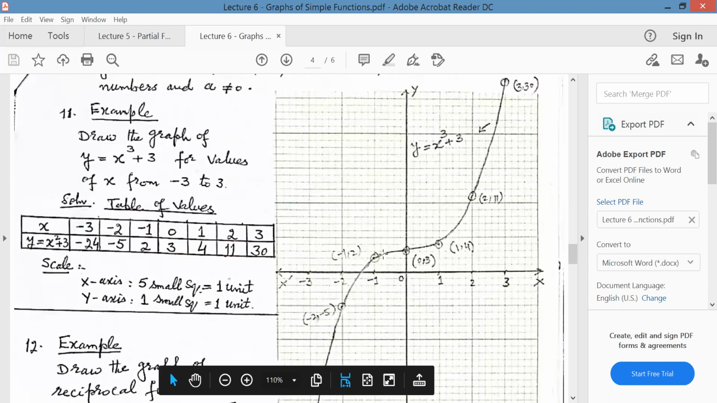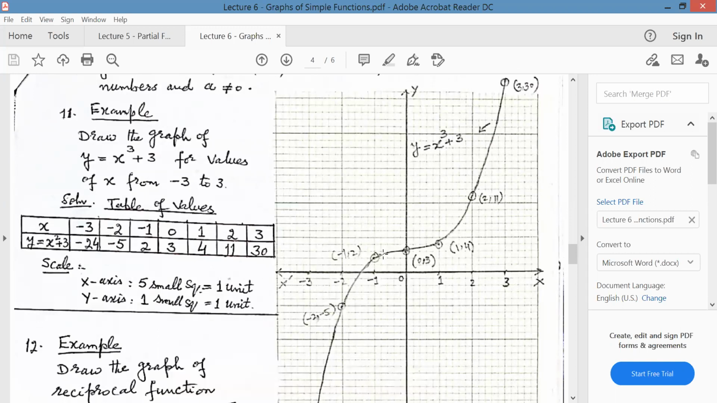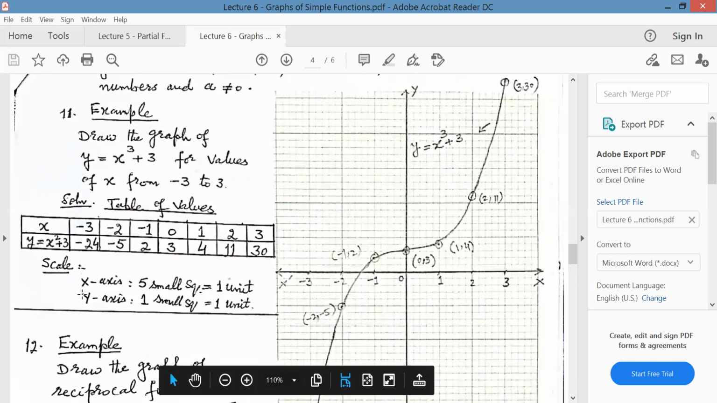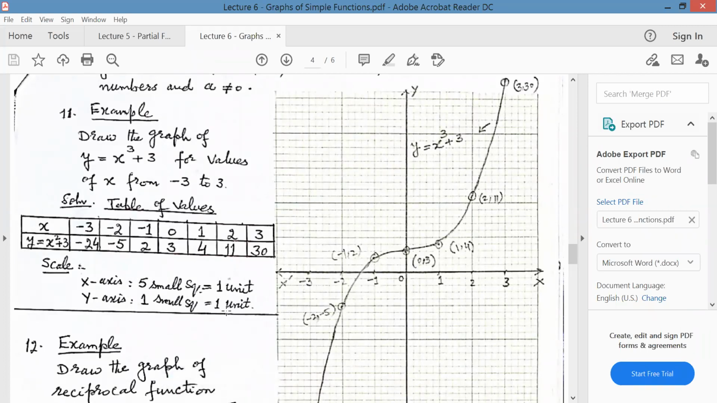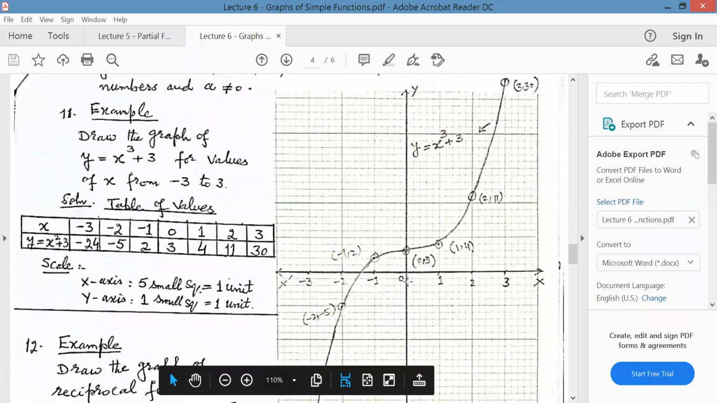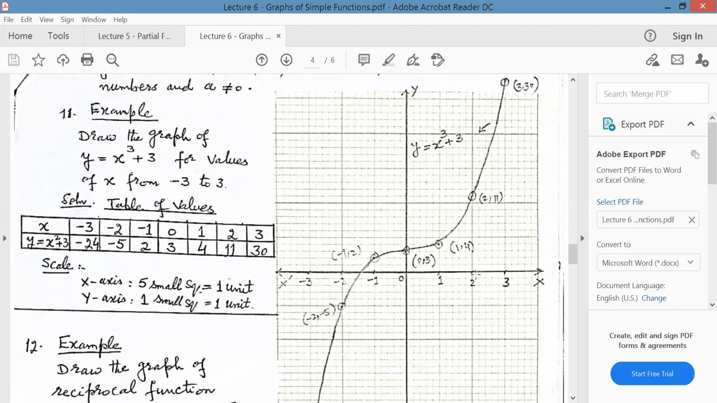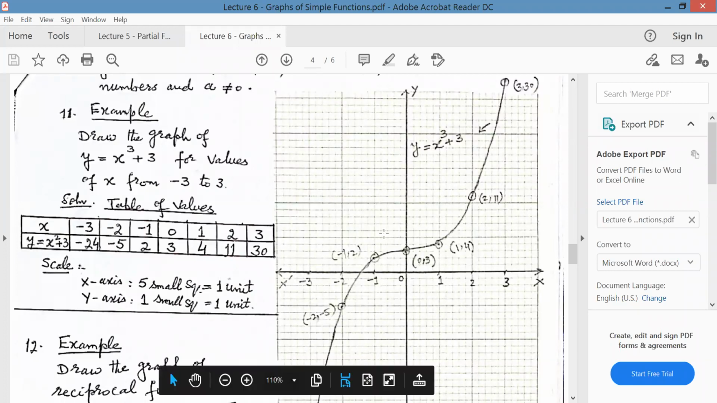You have to make the graph paper large. That I told you, at least use half of the graph paper for one graph. Now I'm selecting on the x-axis 5 small squares as 1 unit, and 1 small square as 1 unit for the y-axis. Now look, do the marking on the x-axis: 0, then 1 after 5 units, 2 after 10 units, 3 after 15 units. Same way go on the left side. This is -1, this is -2, this is -3. Done. And on the y-axis 1 equals 1, so that is not a problem.